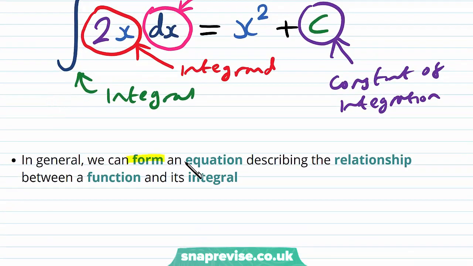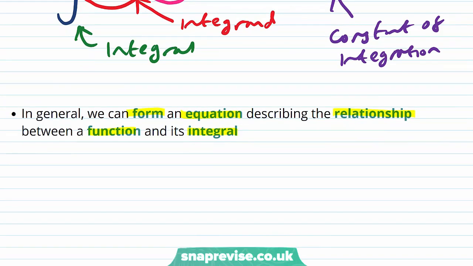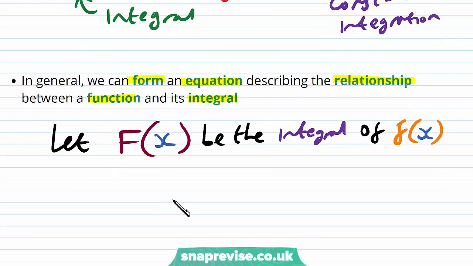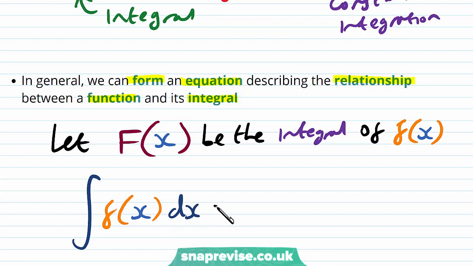In general, we can form an equation describing the relationship between a function and its integral. Given a function little f of x, we can let capital F of x be the integral of little f of x. This gives us the equation that when we integrate little f of x with respect to x, we get capital F of x plus c.